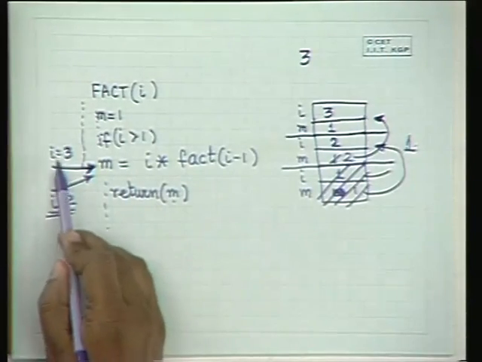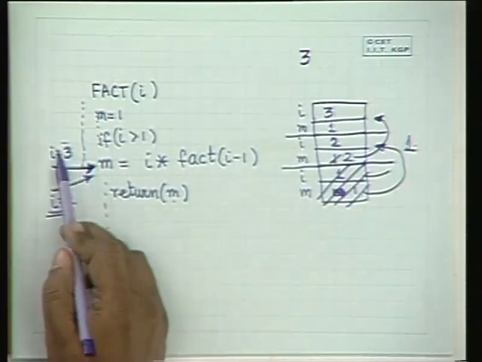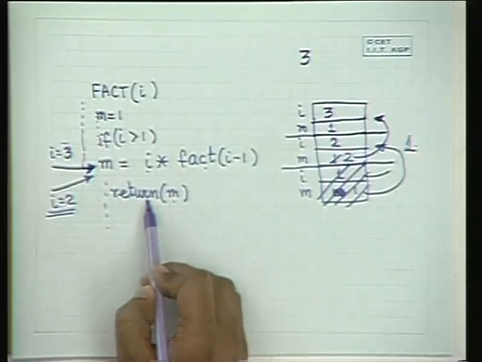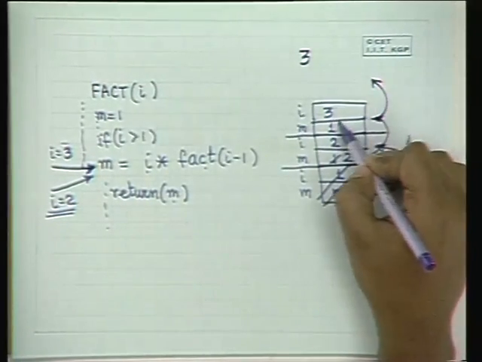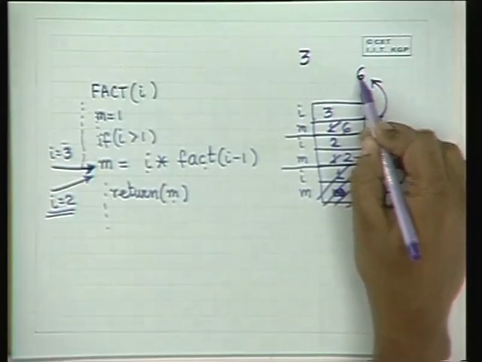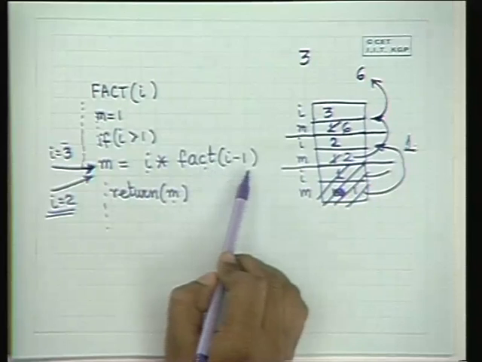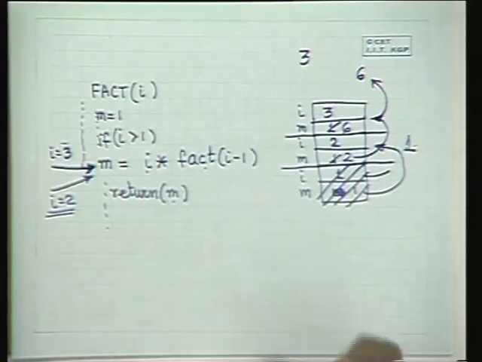So control now goes back to this pointer for I equal to 3, which was waiting here, and this now computes 3 into 2 and returns 6. So this will return 6. After making this 6, it will return 6. So this is a way in which you can understand it. We have only had one recursion. We will have recursion of various types later on.